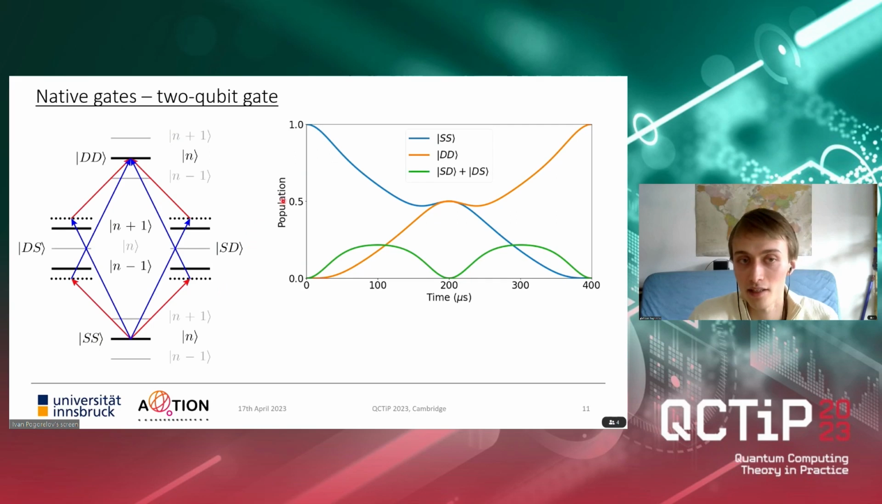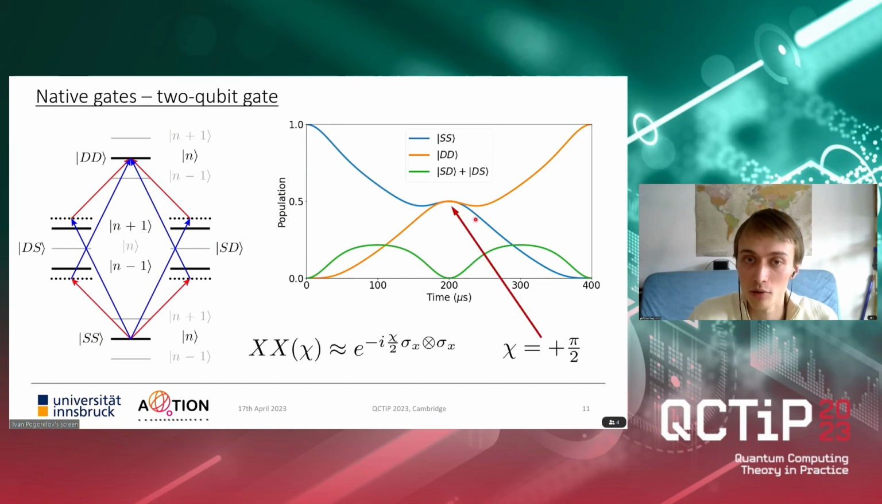And if we now scan the interaction time, you can see that population oscillates between SS and DD. And once gate parameters are chosen correctly, here we will have a maximally entangled state, and also the phononic mode will be decoupled at the end of the interaction. That will be the so-called XX gate. It produces a Bell state, and also it's equivalent to CNOT up to local rotations. It's also important to notice that we can entangle any pair of ions in our chain. So it's like all-to-all connectivity.